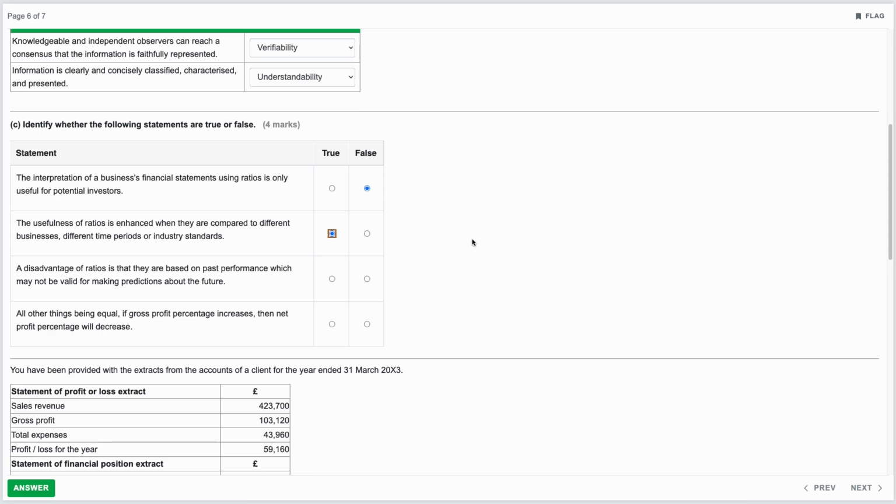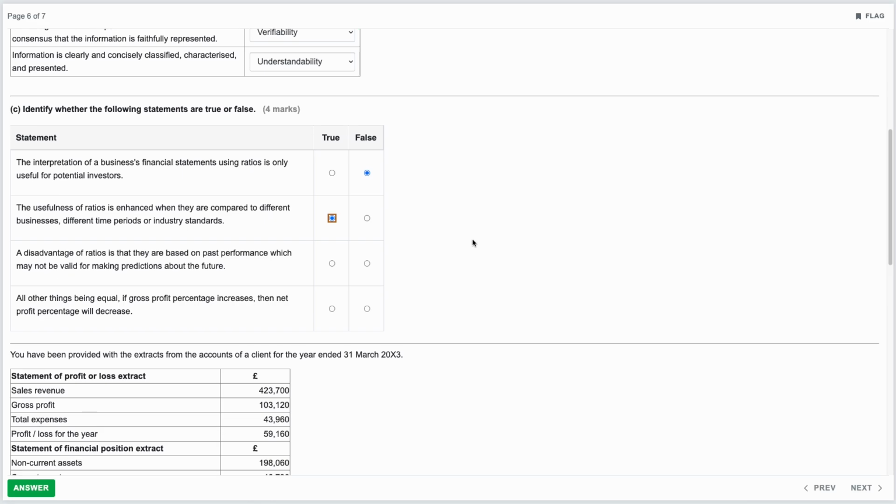So for example, if you worked in manufacturing, that might be different to being a retailer, maybe different to being, say, a service sector business. They're all going to be quite different, but comparing to the same industries is definitely useful. So that one will be true.